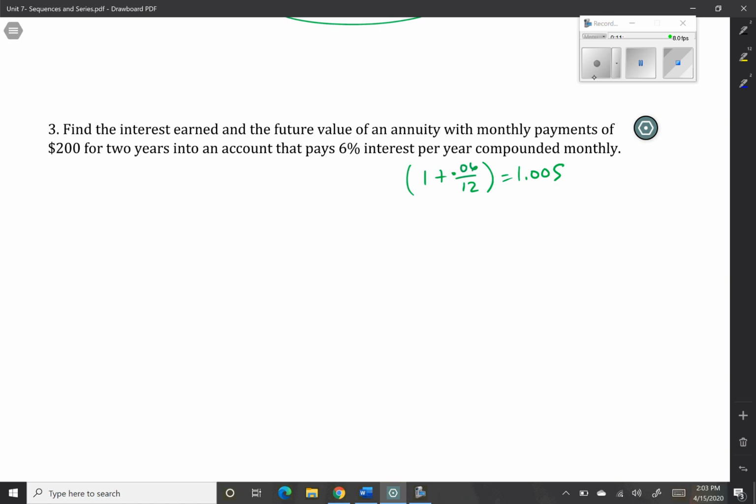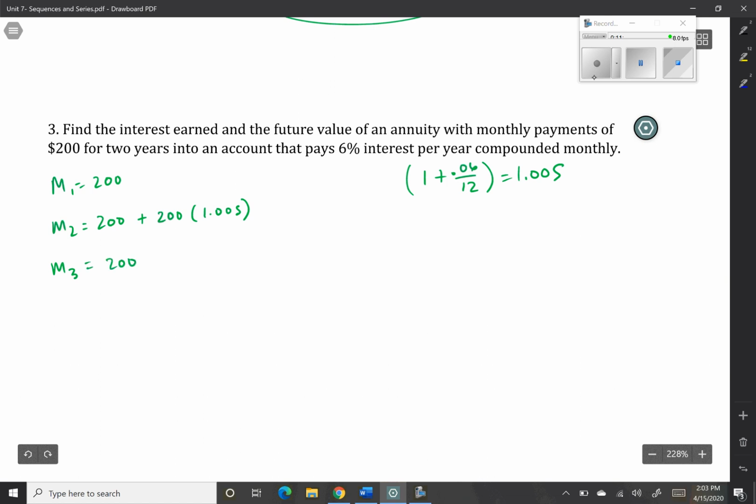So if we look here, it says we're taking a monthly payment of $200. So after month 1, I have $200. After month 2, I'd be at $200 plus $200 times this rate of 1.005. After month 3, I'd have 200 plus 200 times 1.005, and then another 200 times 1.005 squared, because every month we're adding that interest to the previous month's value. So you can see that as we keep going here, each month it's generating this geometric pattern.